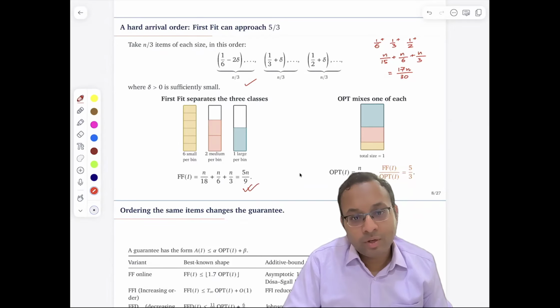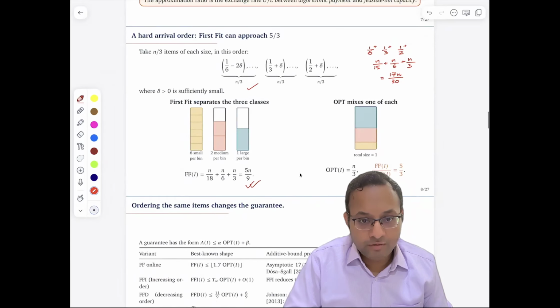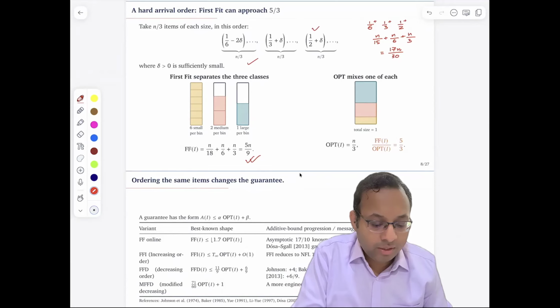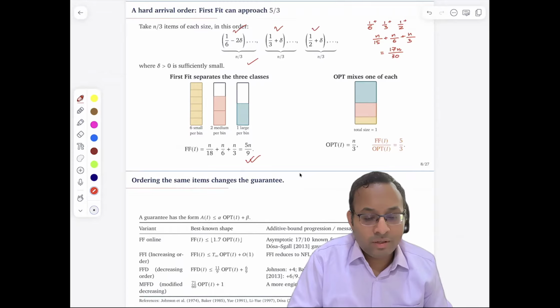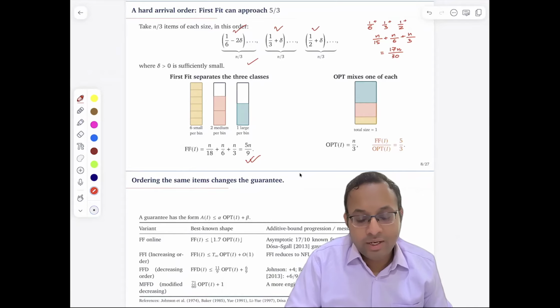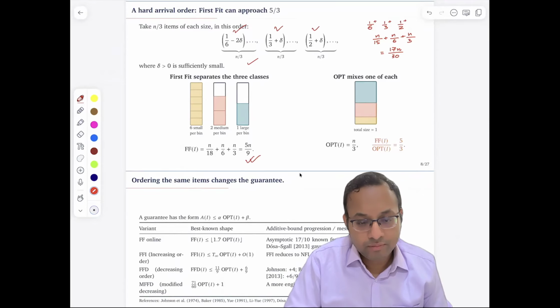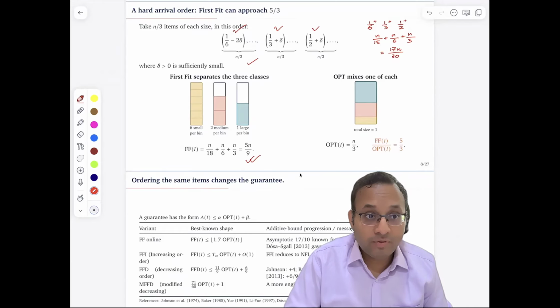Whereas in opt, you can mix them. And in fact, you can just pack 1 half plus delta, 1/3 plus delta, and 1/6 minus 2 delta item together. Total size is 1. So you can pack in n by 3 number of bins in opt. So the ratio between first fit and opt is 5 by 3. This is already showing that there are examples for which you cannot beat 5 by 3 using the first fit algorithm.